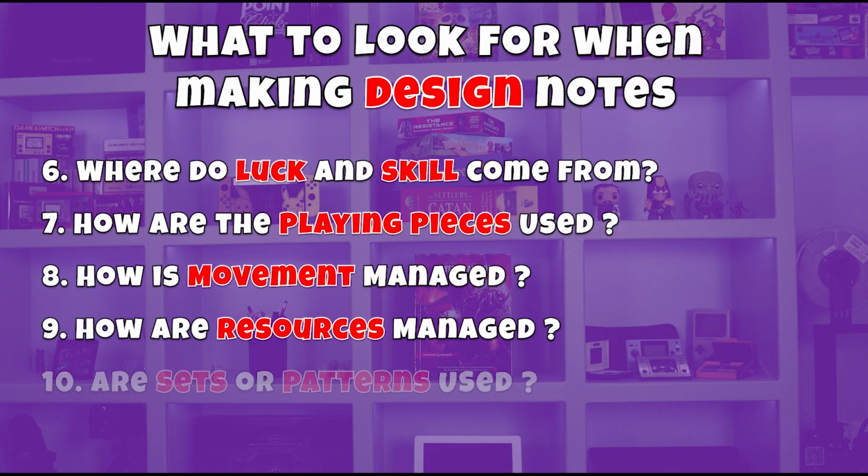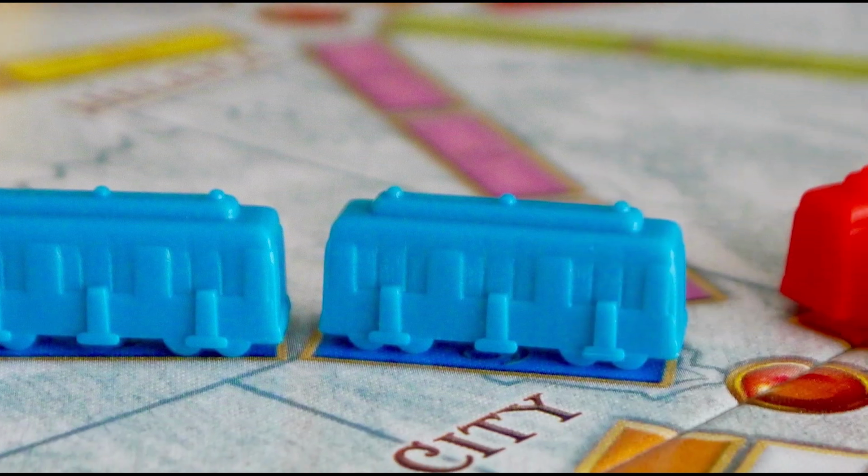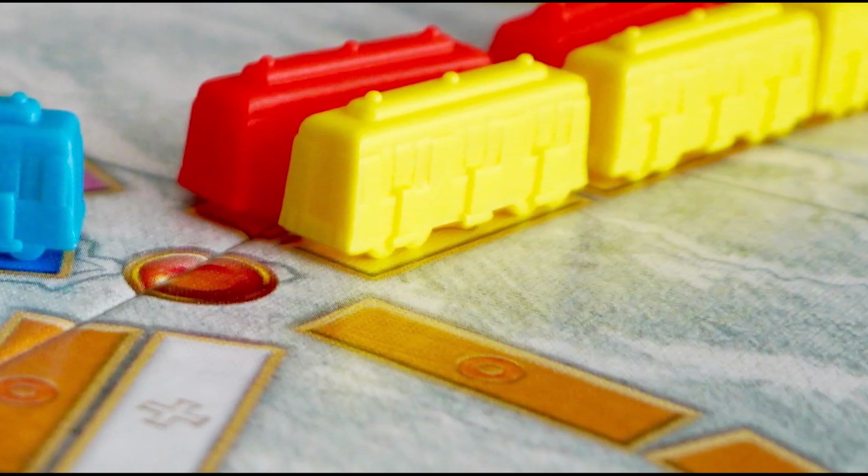Now, my last question was kind of an outlier. I didn't really have anywhere else to put it, so here it is. Does the game use sets or patterns? So the kind of answers I'm looking for in this question are things like, is there a set collection? Am I joining two areas on a board with a particular sort of pathway? Is there a route or a path I need to find? Am I collecting, like I said, cards or tiles of a certain type? Yeah, set collection.